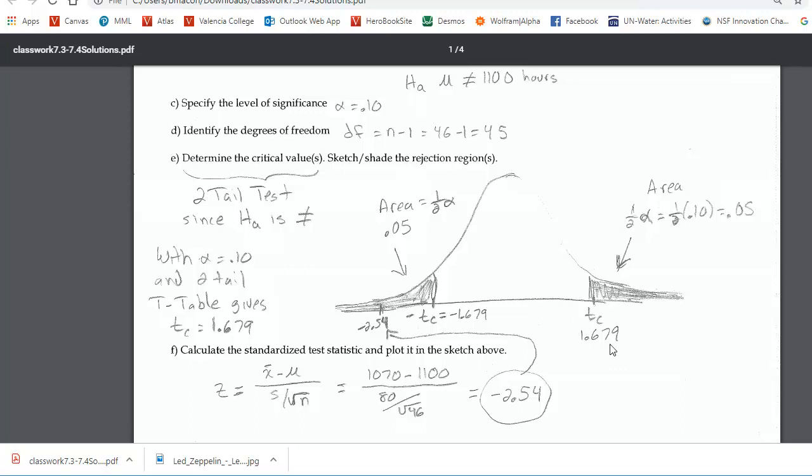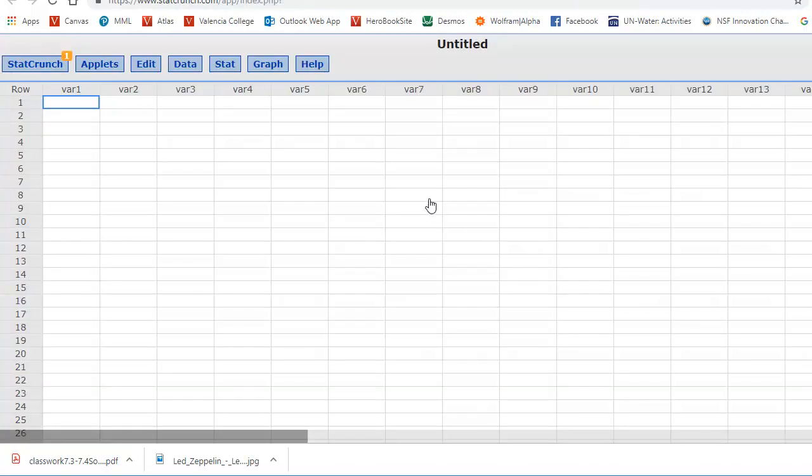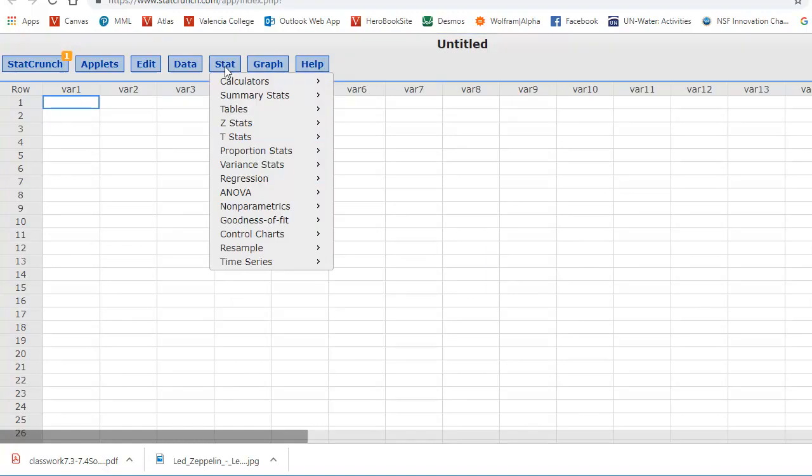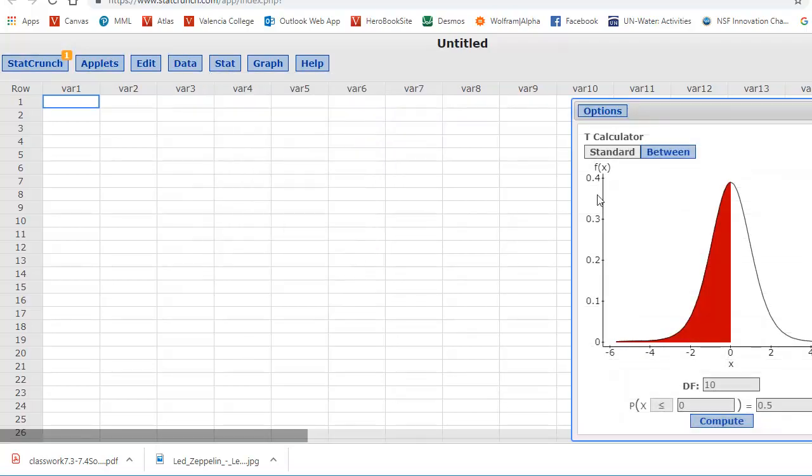We would look in our standard normal table to find that value. I don't want to go through the details of that because we're just talking about StatCrunch here, so take a look at my instructional video where we go into more detail. Now, if I'm using StatCrunch to find this critical value, how could I find it? I'm going to go to StatCrunch, click Stat, and click T-Stat. Actually, no, I'm going to go to the calculator. I apologize. I'm going to go down to the T calculator.